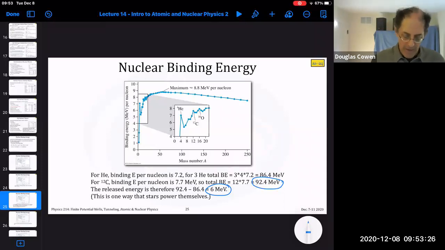This is also, by the way, how most of the carbon that's in your bodies gets produced. So it's made in the core of stars.